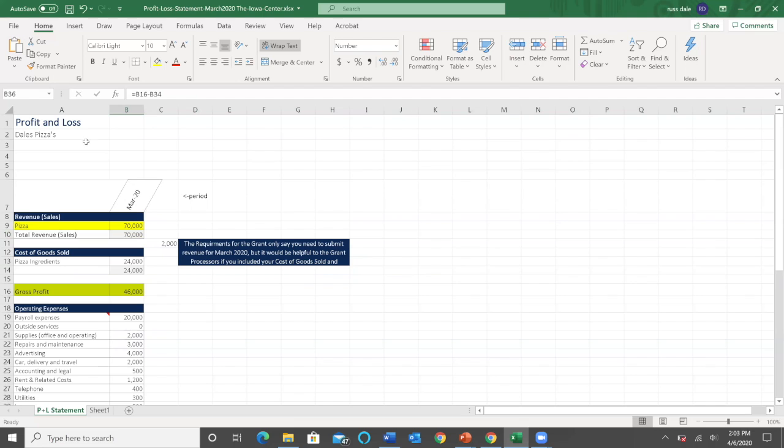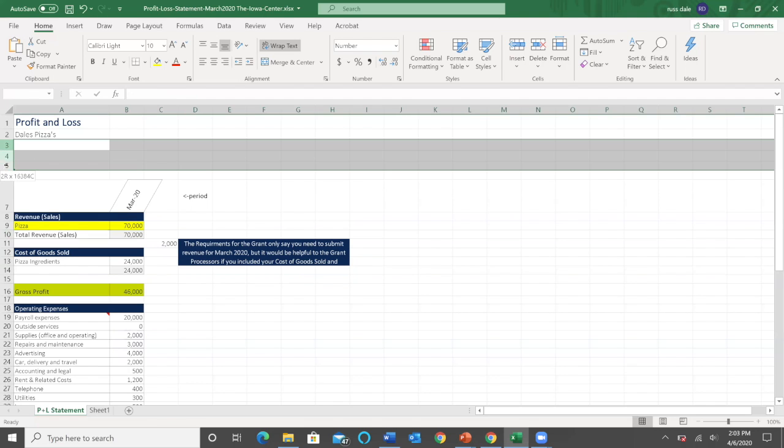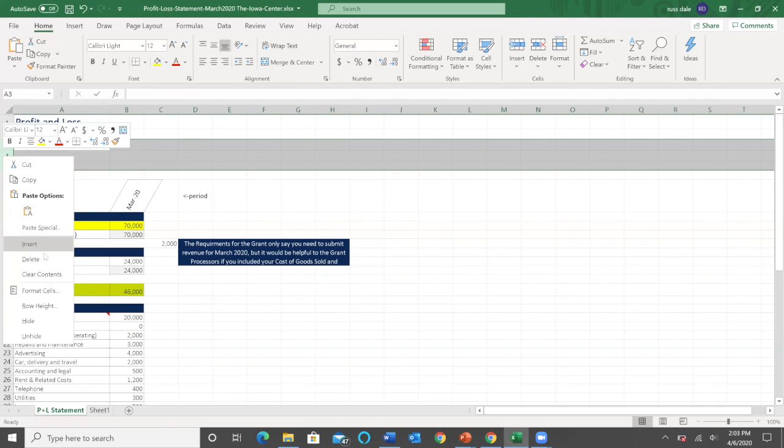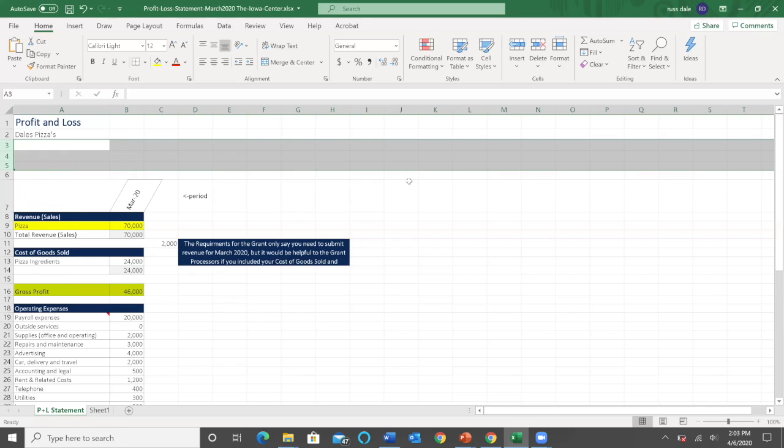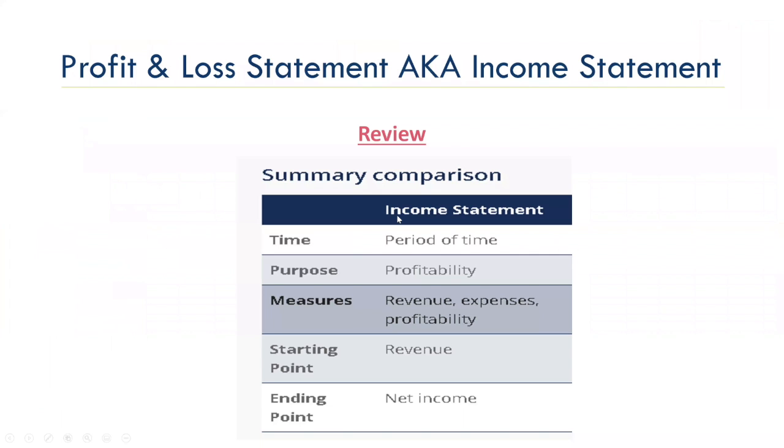Again, every single profit and loss statement is going to look different. If you have any questions, just email me. But let's go to the review quick. So in review, the income statement or profit and loss statement is over a period of time. The purpose of it is profitability. How do we measure profitability? Revenue, expenses, and then profitability. The starting point, as you can see, the first thing we filled out was our revenue or our sales, and the ending point was the net income.